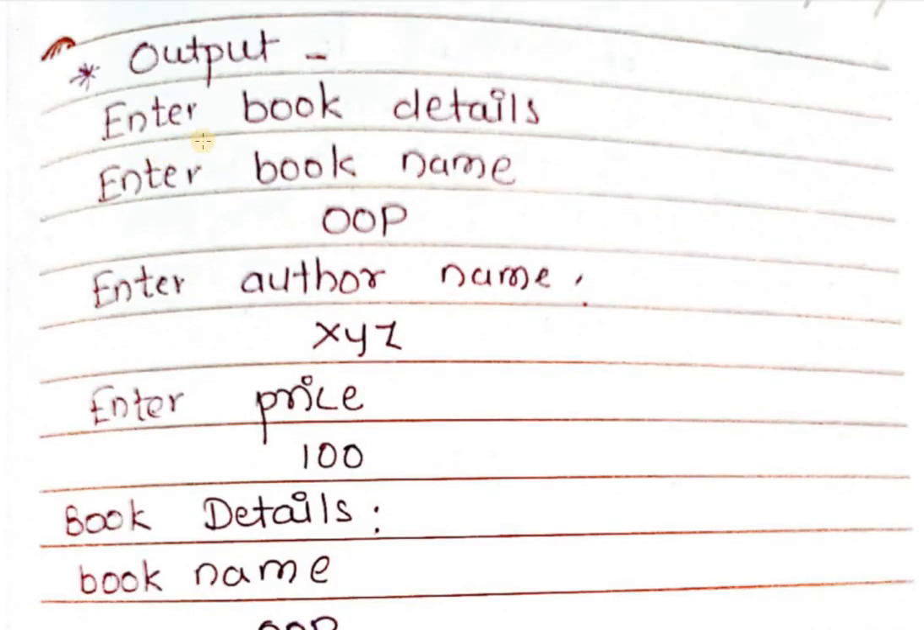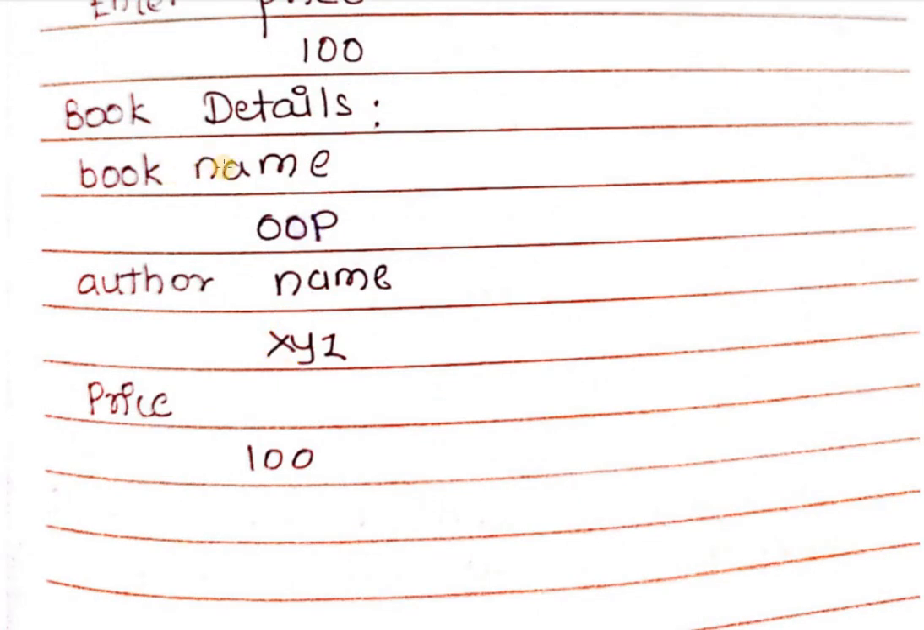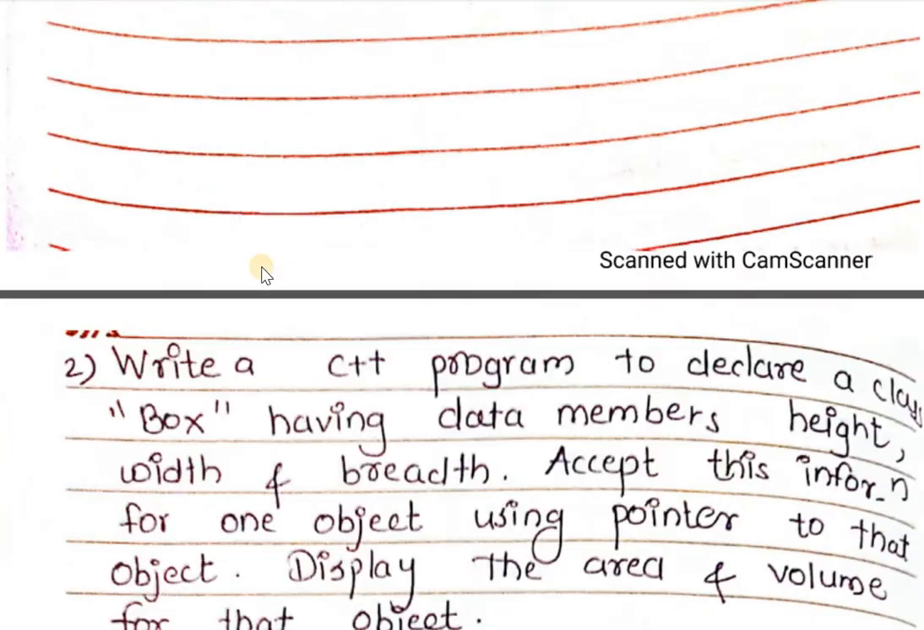While you are executing this particular program, you will get the output as first it will display the message, enter book details. Then you want to enter the book name, author name and price. After that it will display the book details, all of them user entered. Okay, this is your first program.